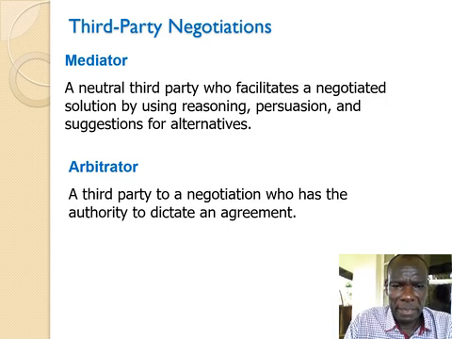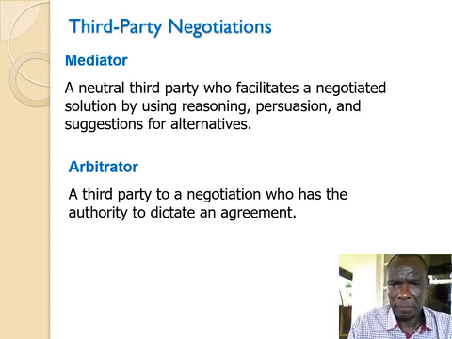There's also what we call the arbitrator. This is also a third party to a negotiation who has authority to dictate an agreement. An arbitrator has power and is able to dictate an agreement. It's not a mediator who just brings you together to talk and moderates. An arbitrator is a party that has authority to dictate an agreement.